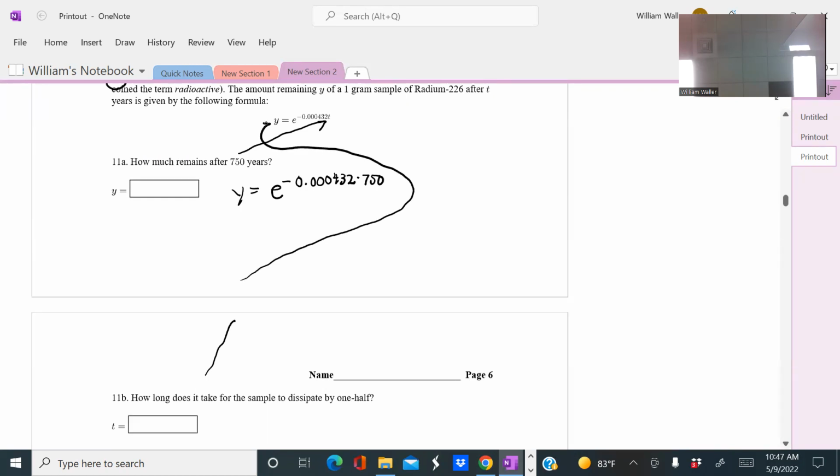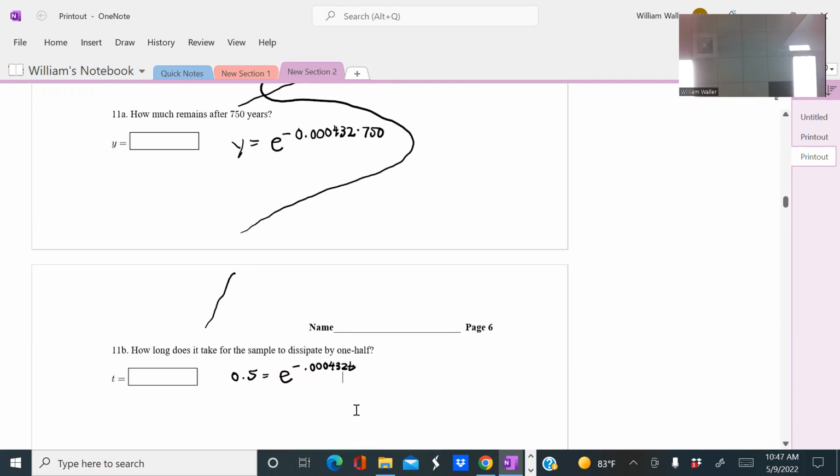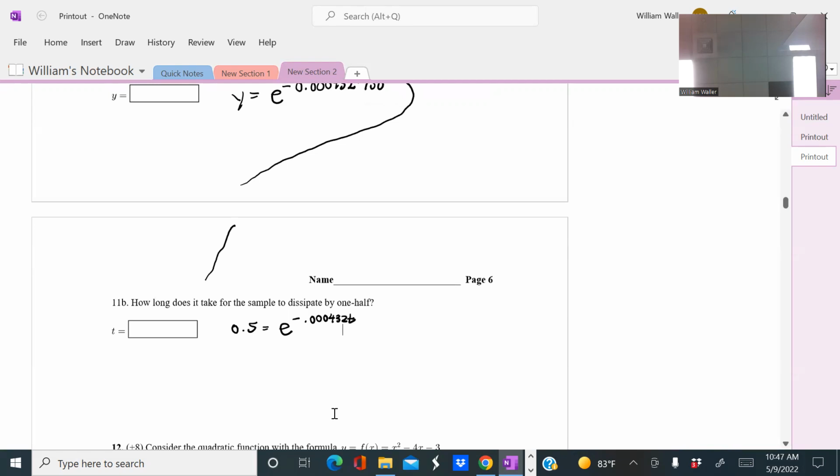So in part B, what we're given is not the time. We know the amount that we want. We want the radium to dissipate to 1/2 of a gram. So we would fill in 0.5 for the amount, and then we would have this equation to solve, to find the t value, the amount of time that is required to get us down to 1/2 of a gram. So you just fill in 1/2 for the y, and then you're left with an equation to solve. And this is an exponential equation.